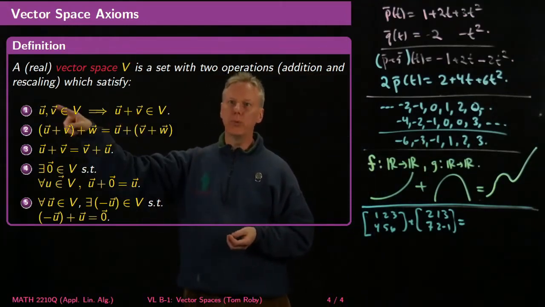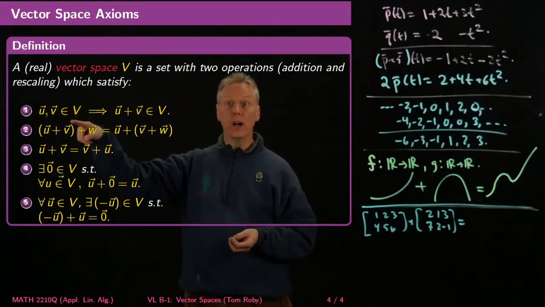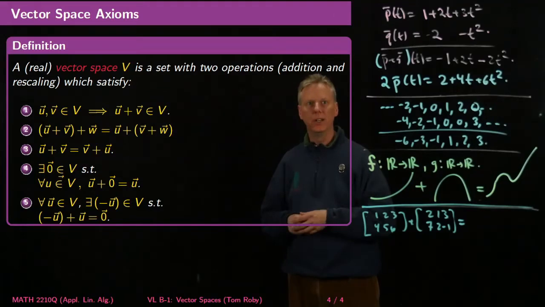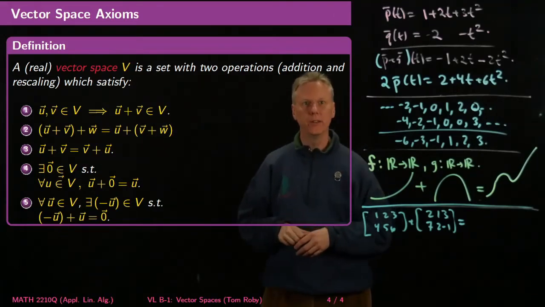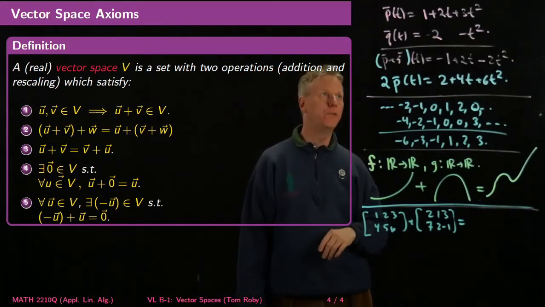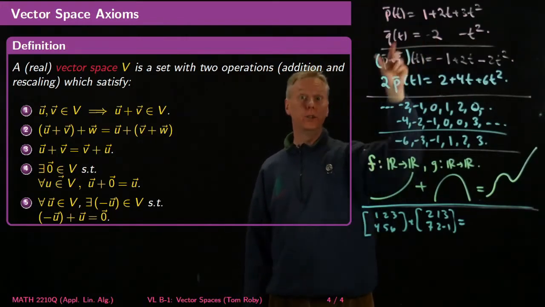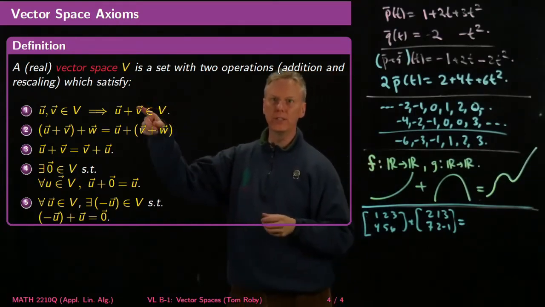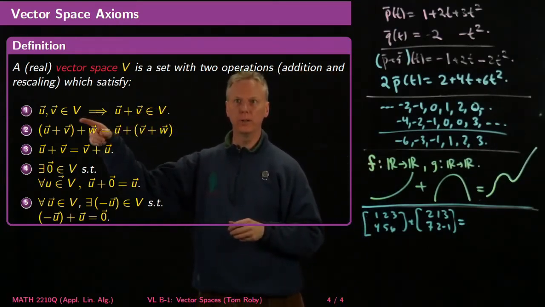So, but here's an important one. If u and v are vectors, then u plus v has to be a vector. It can't be something else, right? If I tried to look at the set of all polynomials with only odd coefficients, then when I added 2 of those, I might get some with even coefficients. So that wouldn't count as a vector space. So I always have, this is called the closure property, and it's pretty important.